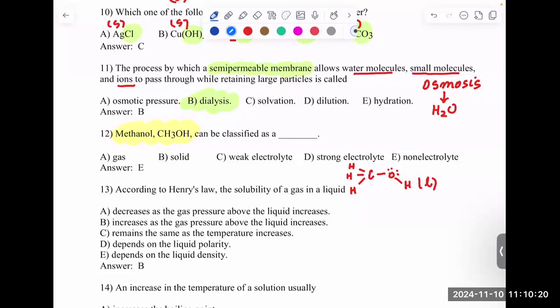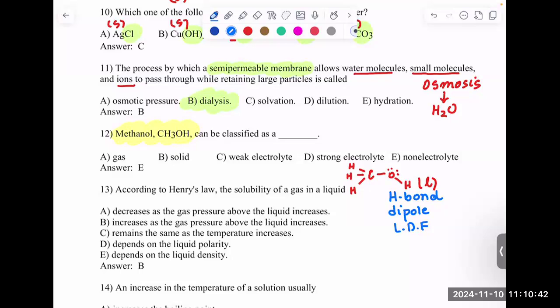So here's the formula. There is going to be hydrogen bonding here, right? Because of the OH. And there is dipole here, dipole, right? And it has London dispersion. So all these forces are present here. That's why it is going to exist as a liquid. But it is a non-electrolyte.